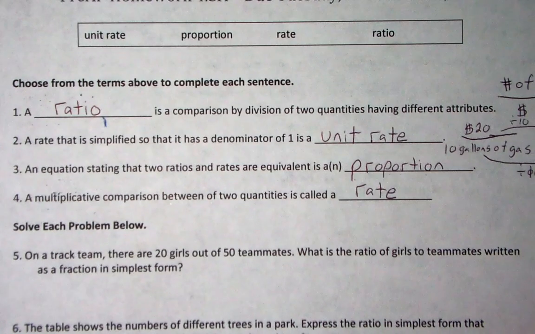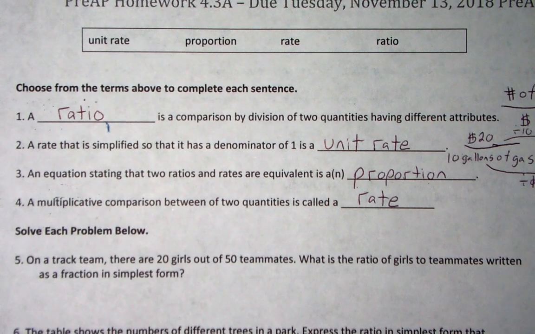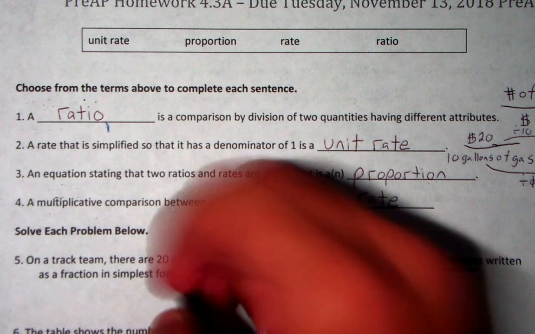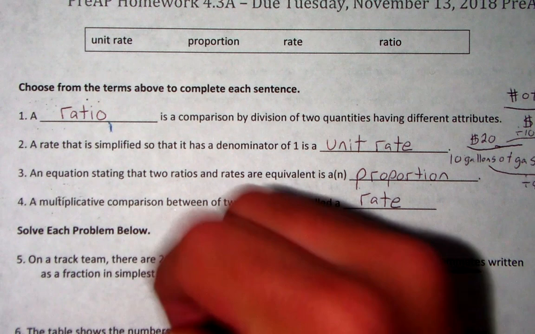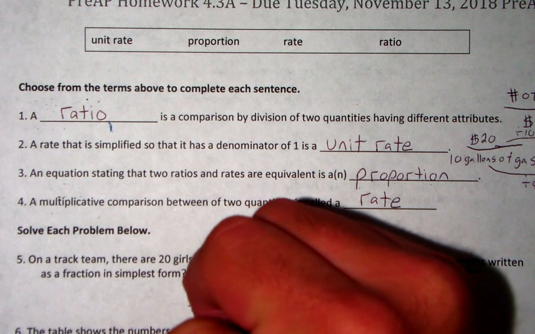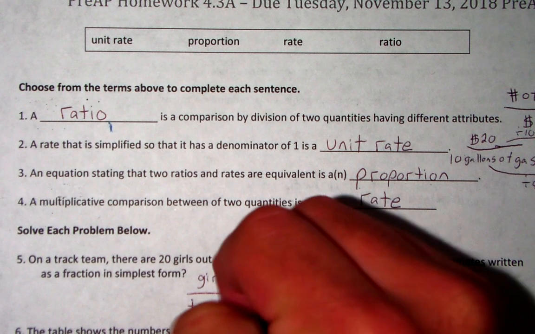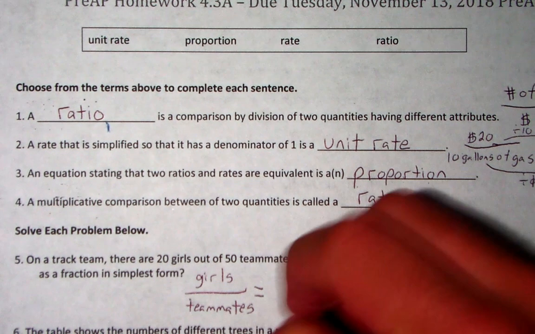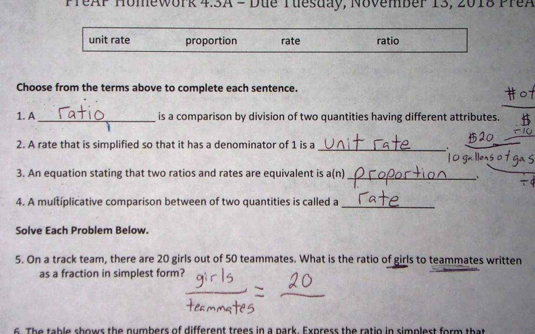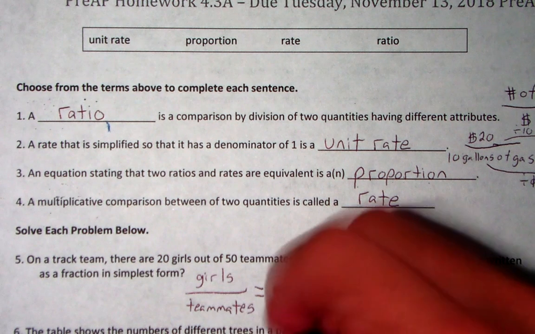Number 5. On a track team, there are 20 girls out of 50 teammates. What is the ratio of girls to teammates? Girls came first, they go on top. Teammates came second, they go on bottom. Order does matter here. We have to put in order with the way the question is asking. Well, let's see, there are 20 girls, and there are a total of 50 teammates.